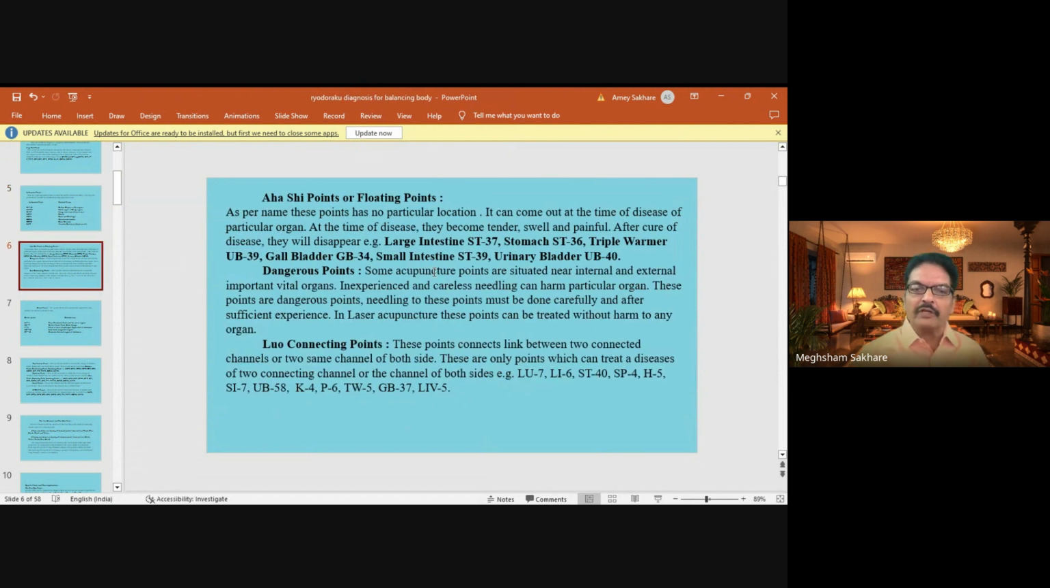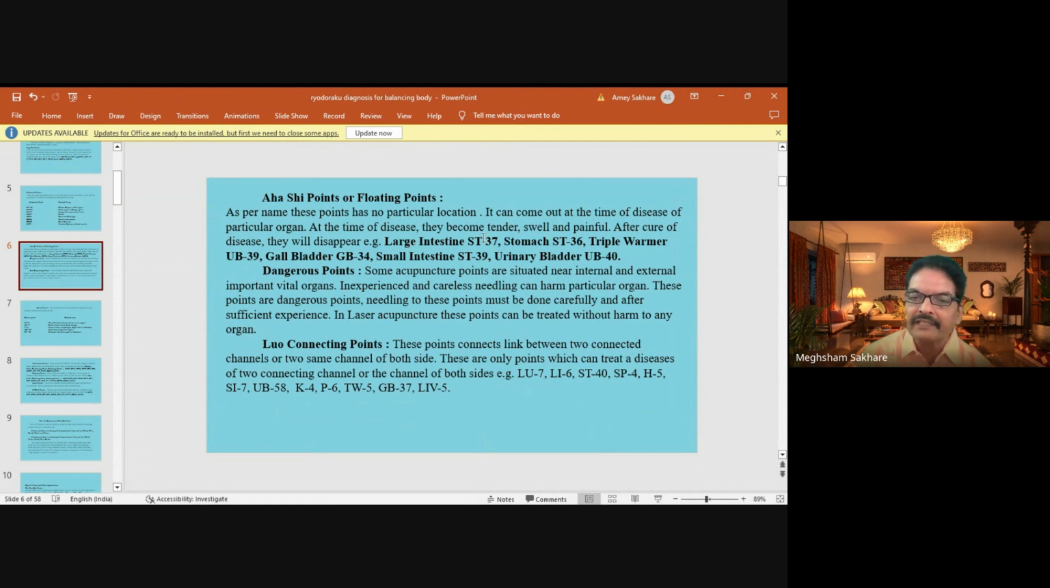Ashi points and floating points. These are points that have no fixed location. They can come out at the time of disease of a particular organ. At the time of the disease, they become tender, swollen, painful, sensitive. After cure of the disease, they disappear. Ashi points are the points where there is pain. They are on the knee, lumbar, shoulder. They are situated anywhere on the body.